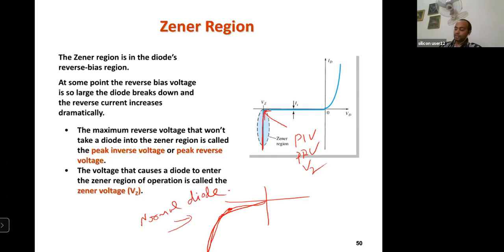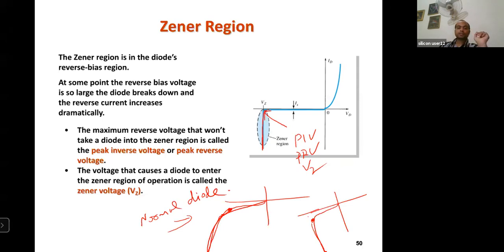But in a Zener diode, this point is very sharp. What happens is that in a Zener diode, you get a figure like this, very vertical, very sharp. At a particular point only, this breakdown happens. In a normal diode, this breakdown point is not very clearly defined. That means the breakdown process happens gradually. But in a Zener diode, that point is very sharp. At a particular pinpoint, a particular voltage, the breakdown happens. That is called the Zener diode.